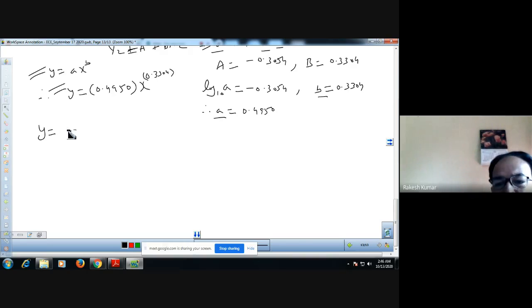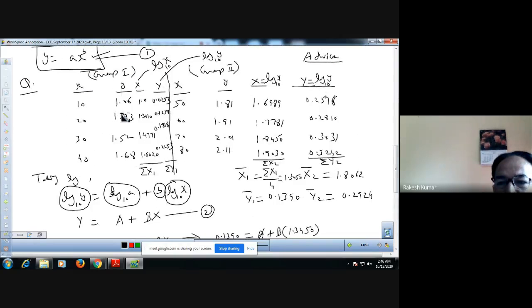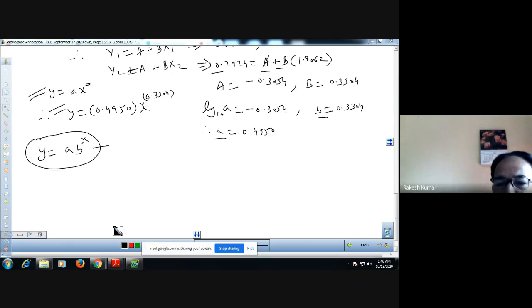One more type you can practice is a b raised to power x. You can practice for this type also by using the same data values of this question, for this exponential equation also. And for this exponential equation, it is clear that you will take the log to the base 10, log a to the base 10, plus x log to the base 10 of b.